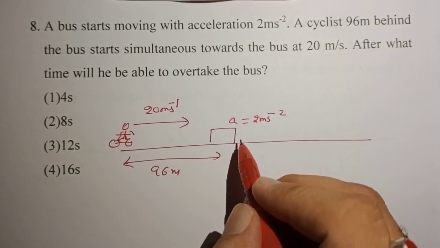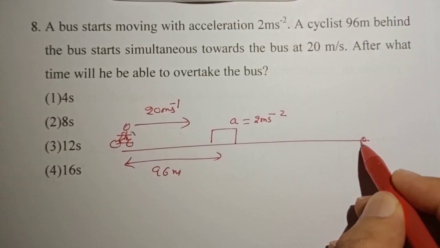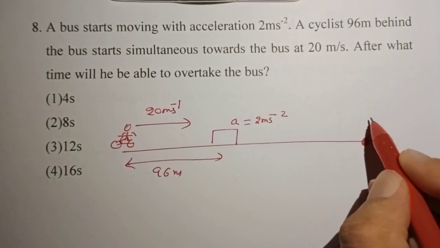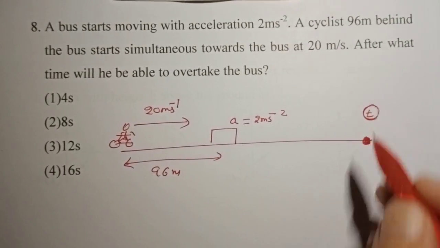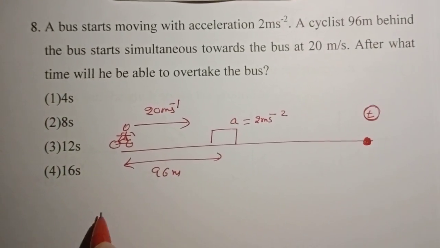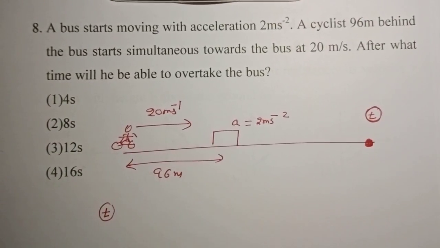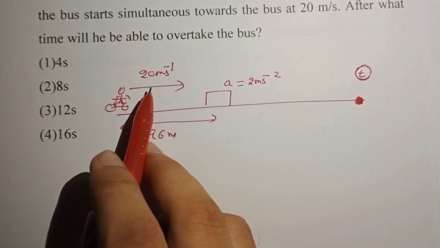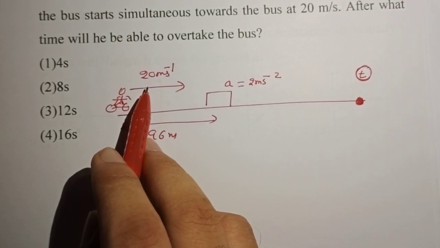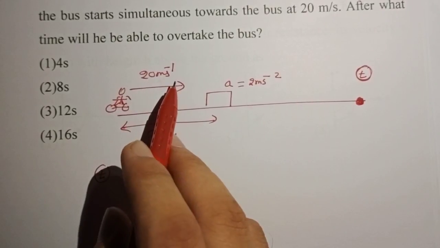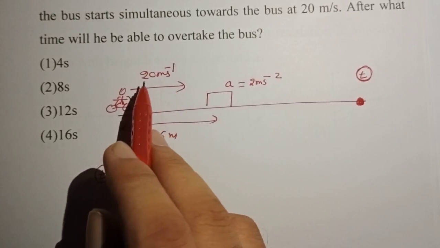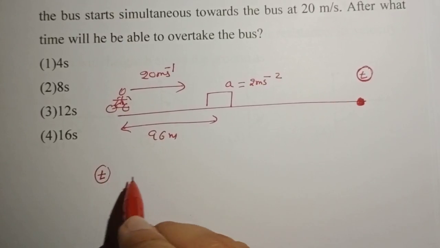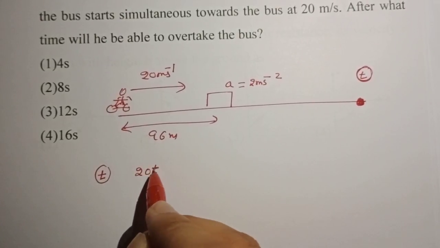Now we will see. Let us suppose this is the point where the cyclist overtakes the bus, say at a time t. In that time t, what is the distance traveled by the cyclist? Since the velocity of the cyclist is 20 meter per second, in 1 second he will travel 20 meters, in 2 seconds he will travel 40 meters, and so on. So in t seconds he will travel a distance equal to 20t.